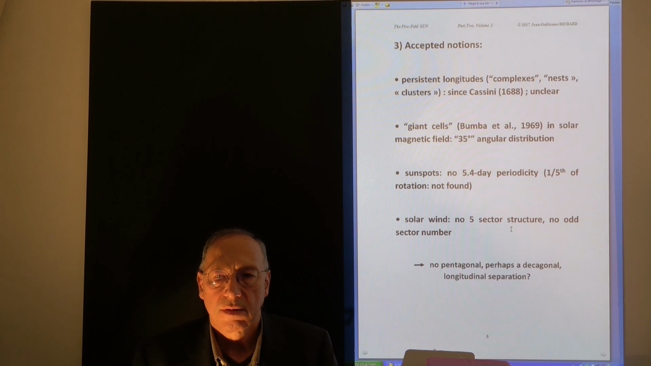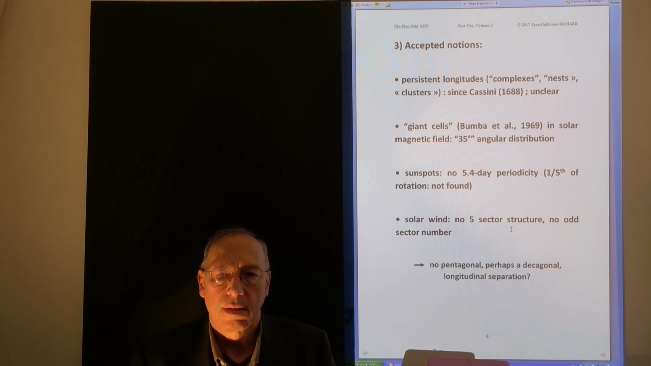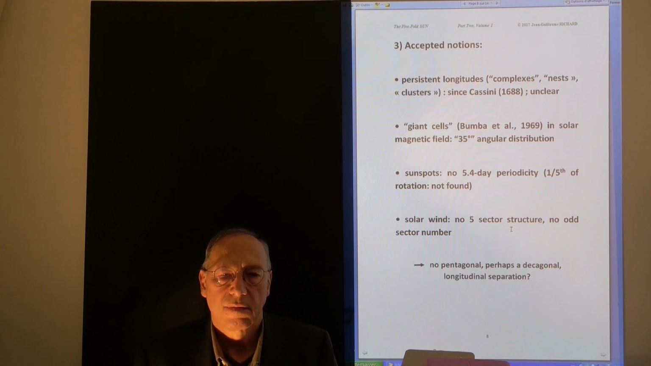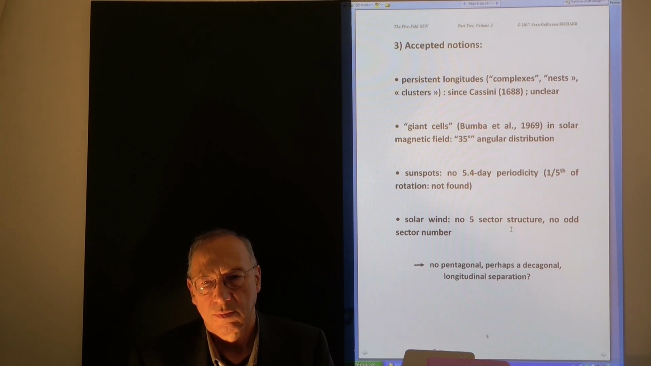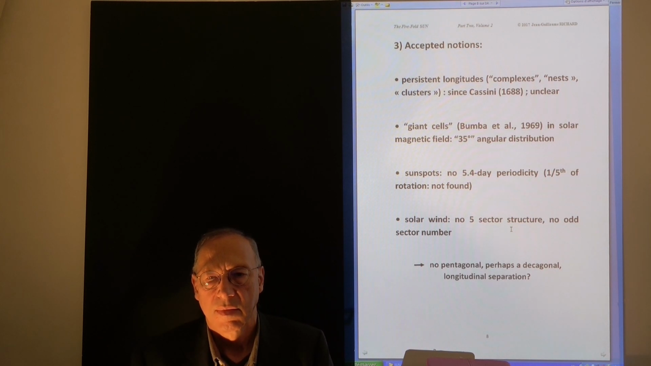Then there is in the literature the notion of giant solar cells, which are magnetic in nature. These were first suggested by Bumba and his collaborators in Czechoslovakia in 1969. Bumba, 1969, asserted an angular distribution of 35 degrees for such cells, which is very close to a decagonal distribution with a 36-degree angle as predicted by the icosahedral model.